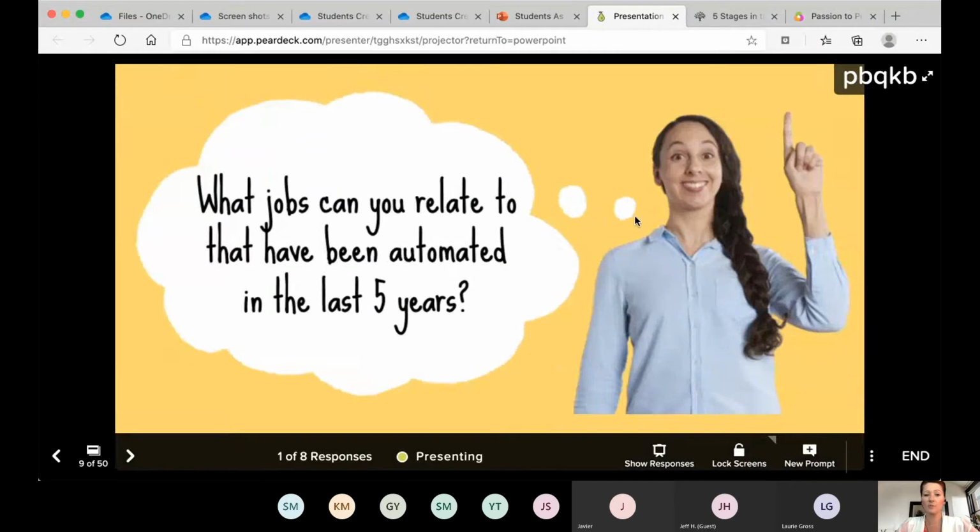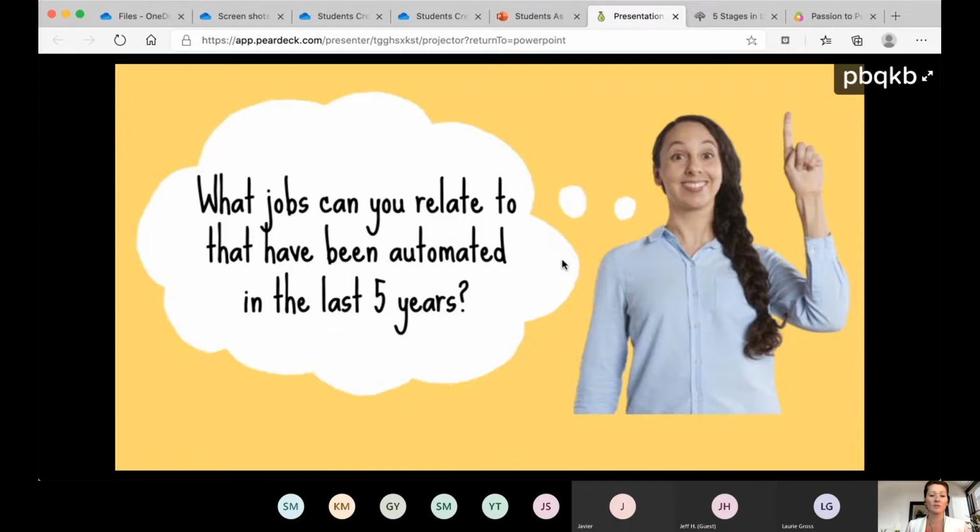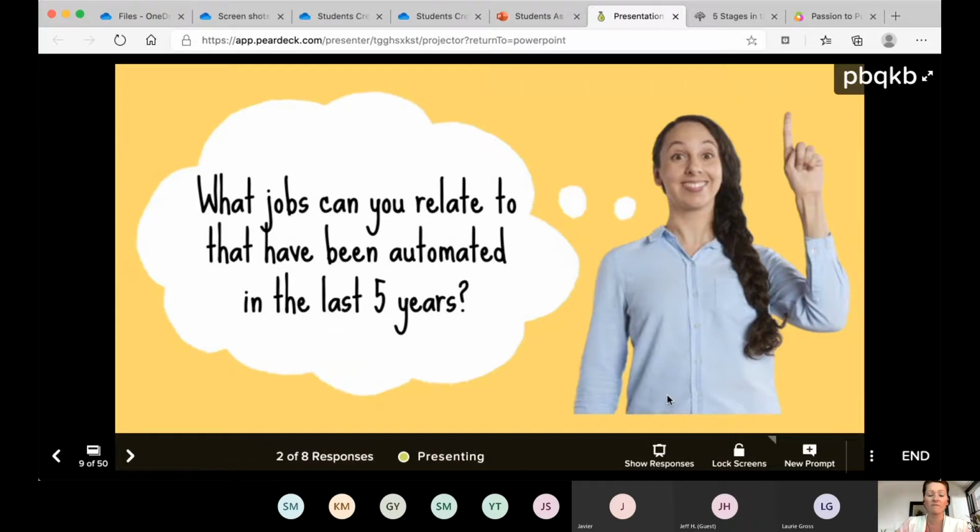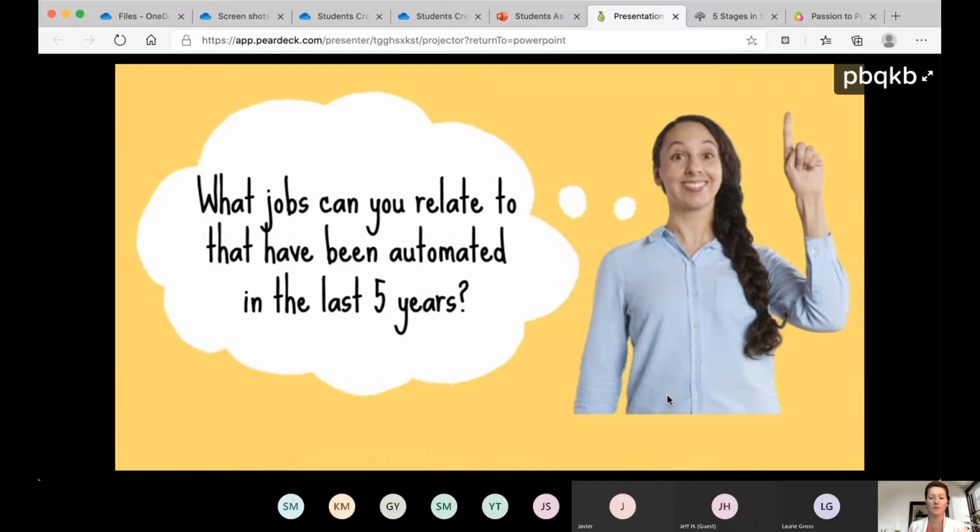At this time, you should be able to type into the box off to the side. It'll say, what jobs can you relate to that have been automated in the last 5 years? I'll pause so you can have some think time and some response time.